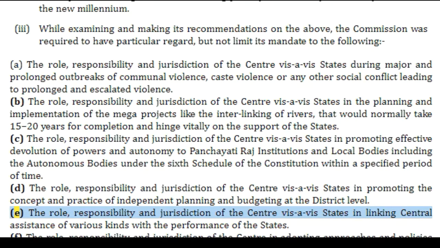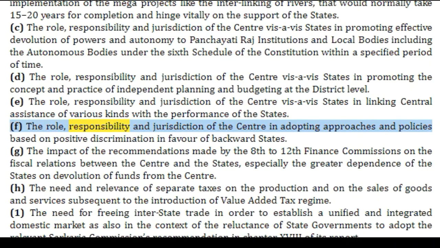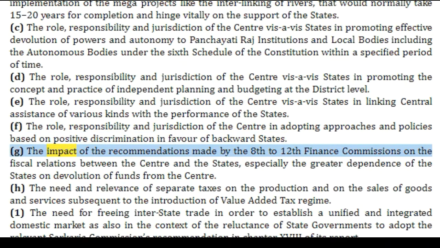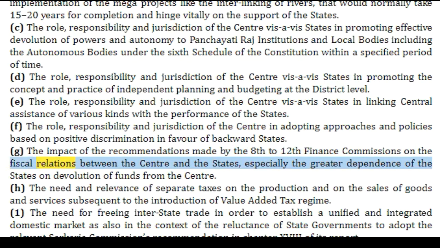E. The role, responsibility, and jurisdiction of the centre vis-à-vis states in linking central assistance of various kinds with the performance of the states. F. The role, responsibility, and jurisdiction of the centre in adopting approaches and policies based on positive discrimination in favour of backward states. G. The impact of the recommendations made by the 8th to 12th Finance Commissions on the fiscal relations between the centre and the states, especially the greater dependence of the states on devolution of funds from the centre.